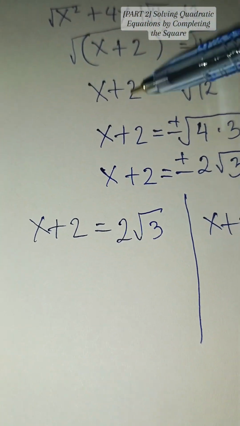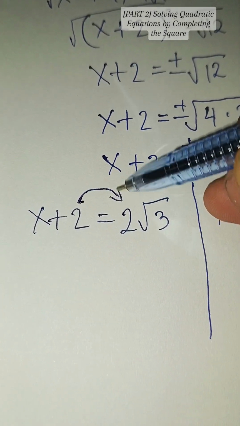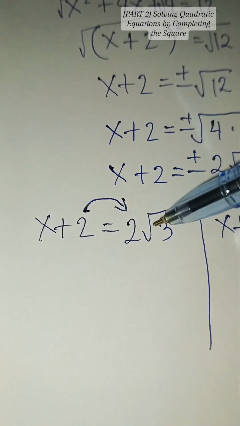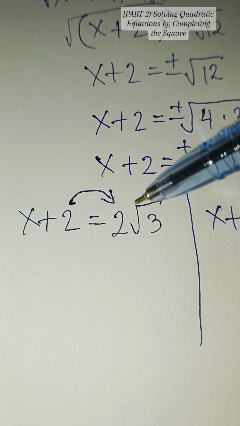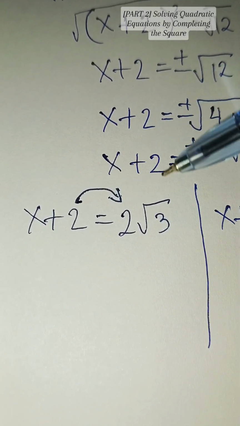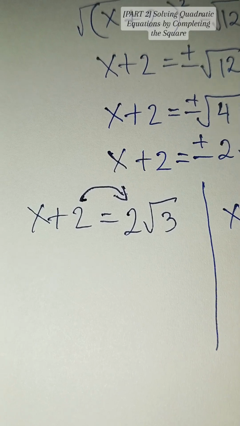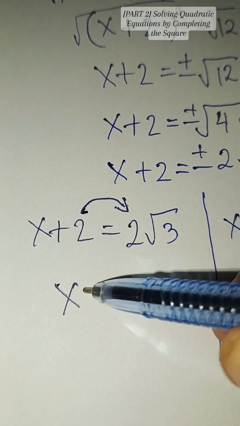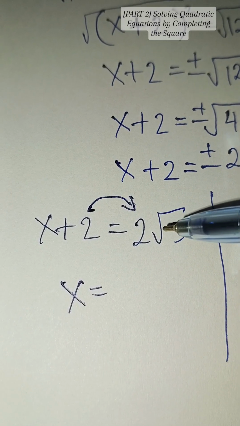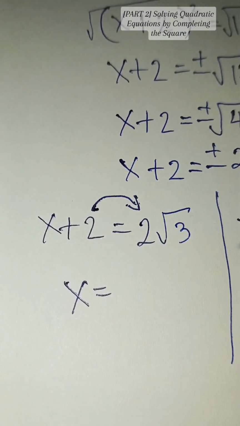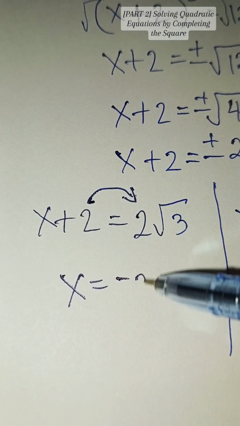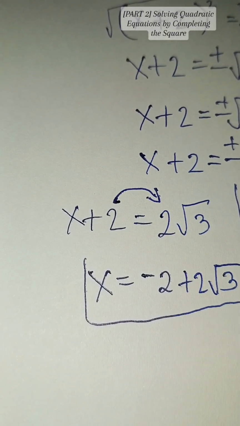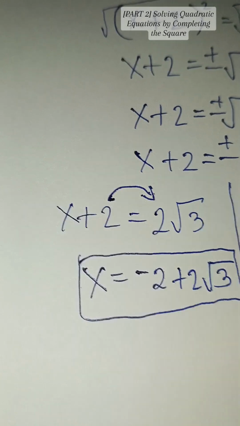For the correct format, first we're going to transpose. 2 square root of 3 should not come first. It can actually come first, but the correct format is to write the number first, and after that the terms with radicals. So x equals, transposing the 2 to the right, negative 2 plus 2 square root of 3. That is the first value of x.